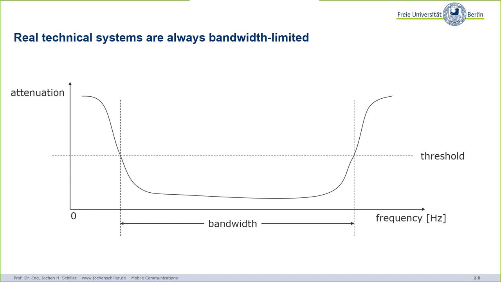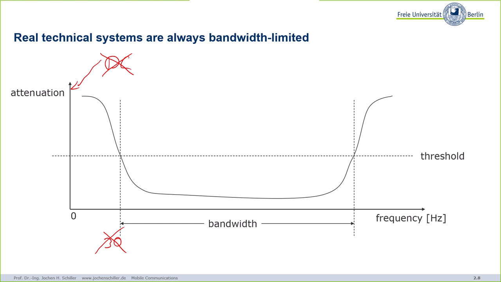So I did not write any number here, something like 30 megahertz or whatever. That doesn't matter. All technical systems, if you want to transmit any data over the air, through space, have certain limitations. What you can never transmit is what we call direct current, so 0 hertz. Direct current does not work. Also very low frequencies do not work. That's the same for the old telephone system, or your hi-fi equipment at home. You cannot transmit something like 1 hertz as an audio signal.